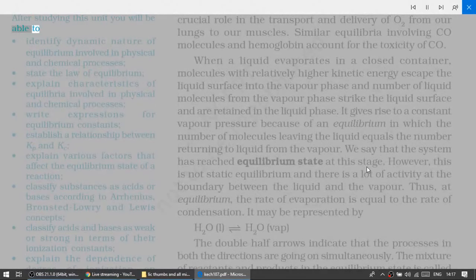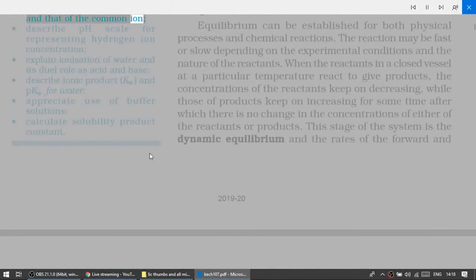After studying this unit you will be able to: identify dynamic nature of equilibrium involved in physical and chemical processes; describe the effect of concentration of the electrolyte and that of the common ion; describe the pH scale for representing hydrogen ion concentration; explain ionization of water and its dual role as acid and base; describe ionic product, Kw, and pKw for water; appreciate use of buffer solutions; calculate solubility product constant.